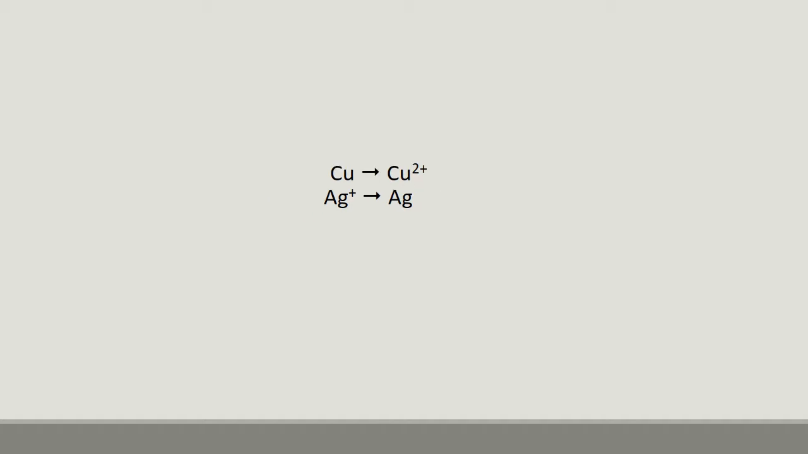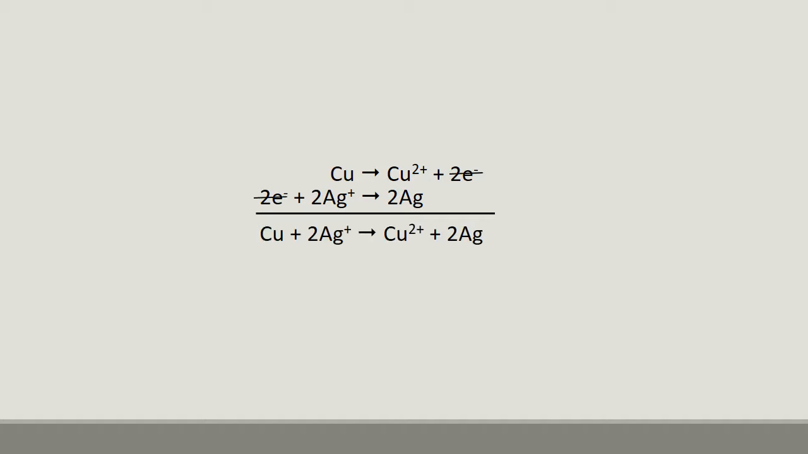In the copper half, copper is losing 2 electrons, but in the other half, silver ion only needs 1 electron to form silver metal. So we must need 2 silver ions for every 1 copper 2+ that's forming. When we add the two halves back together, we get an equation that's now both atom balanced and charge balanced.